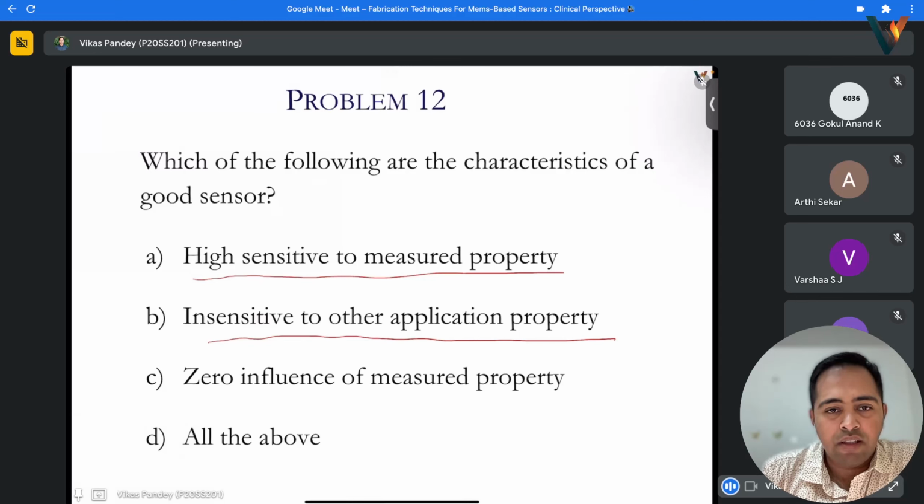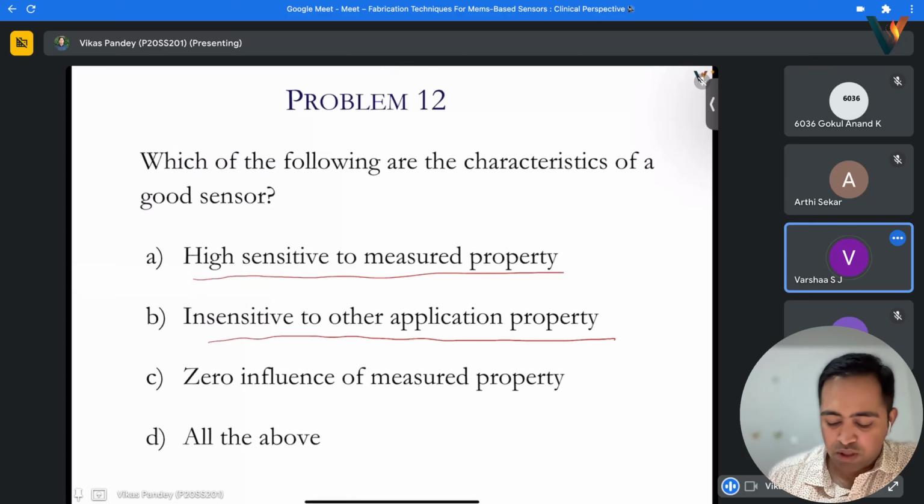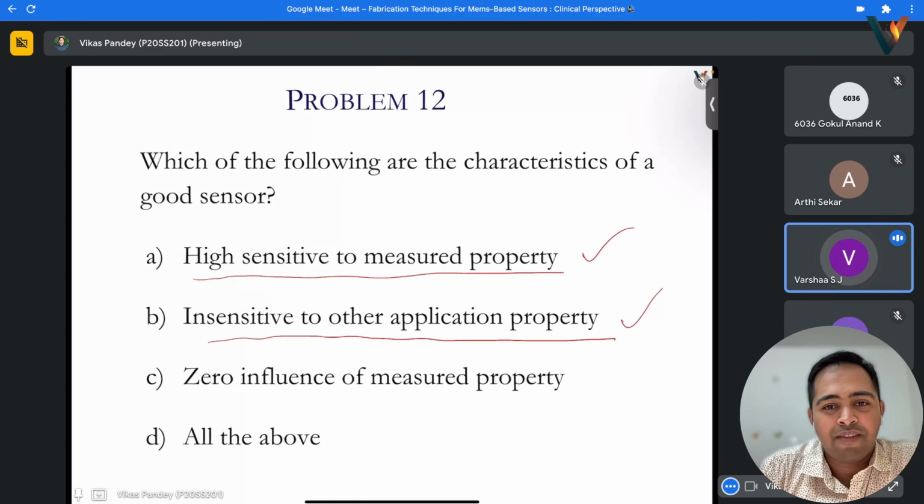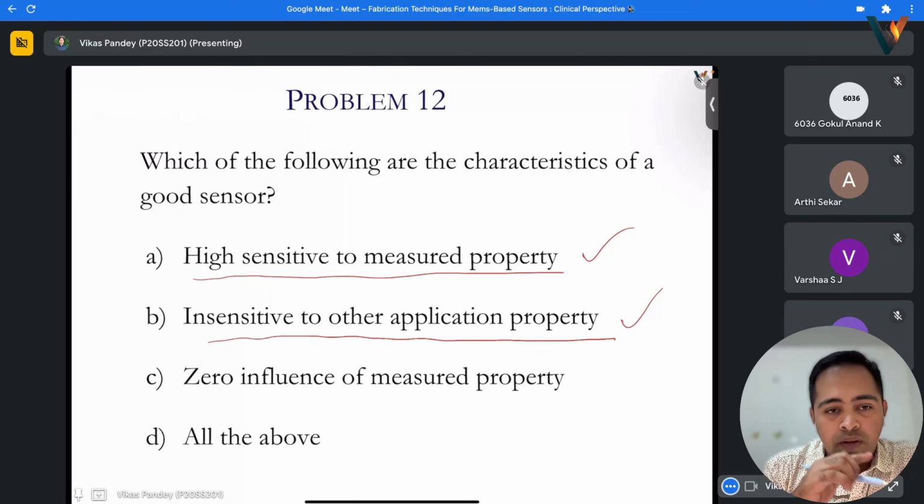Is it right? Yes, so this is correct, right? And this one is also correct. Then zero influence of measured property. Yes, so zero influence of measured property.